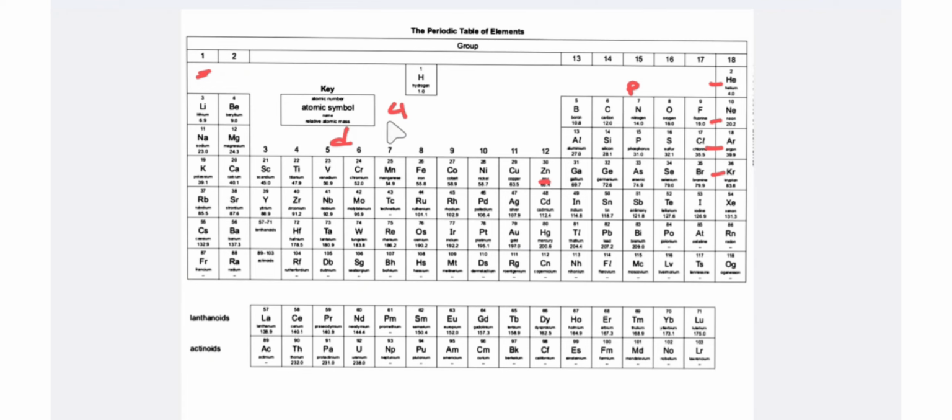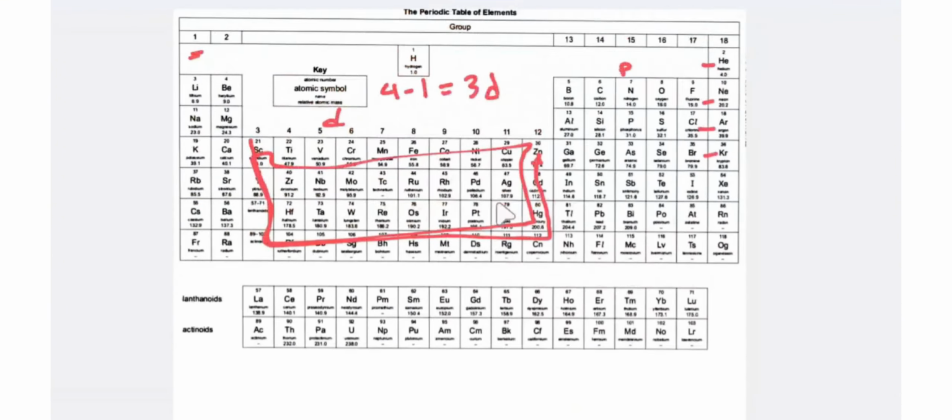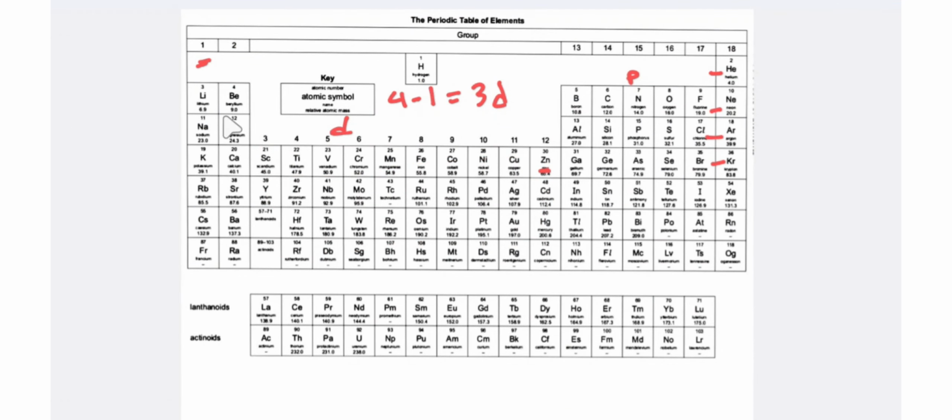Instead of writing our answer in terms of 4, we need to subtract 1 from 4. It is in period 4, but we subtract 1 and consider the value as 3. So 3, and it is a D block element, so 3d, and this is our D block. For this D block element, zinc is in 1, 2, 3, 4, 5, 6, 7, 8, 9, 10. So it is in 3d10.